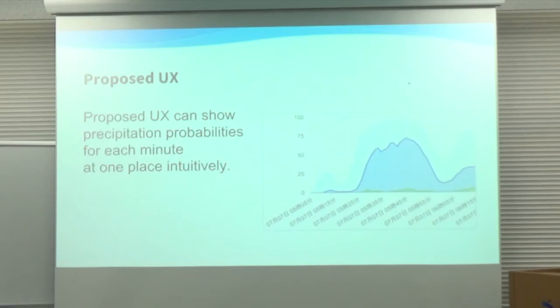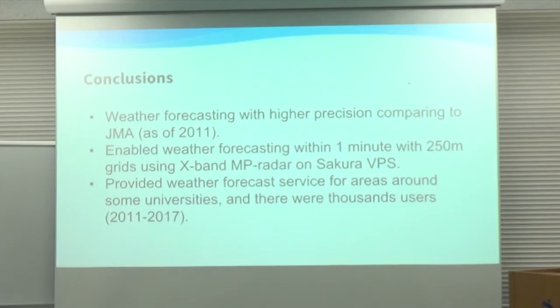My proposal was like this one. It shows the weather forecast for one place, and it shows a forecast every minute. As a result, it gives weather forecasting with higher precision compared to Kishojo, and enabled weather forecasting within 1 minute with 250 meter grids using expanded MP radar, which is the most precise radar data in Japan, and it can be calculated on a VPS. I provided a weather forecasting service for areas around universities, and there were thousands of users.